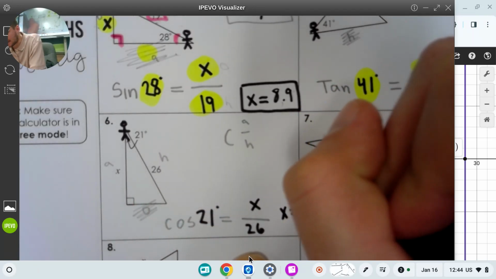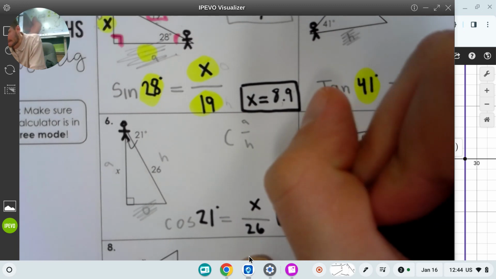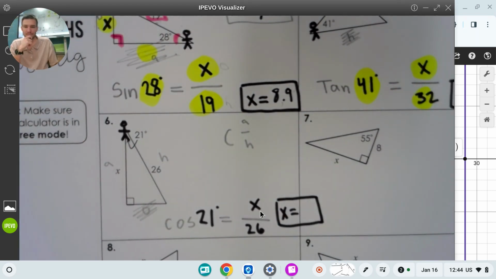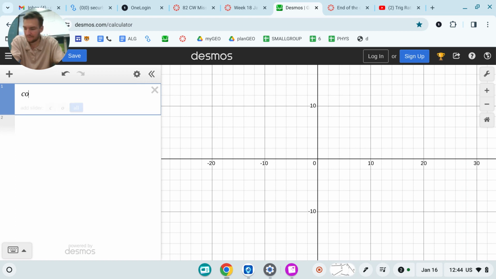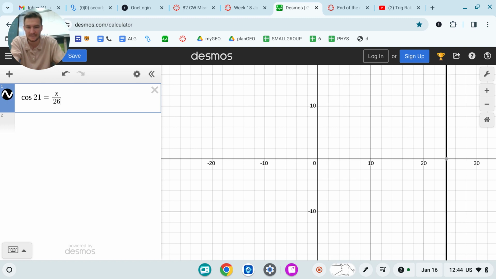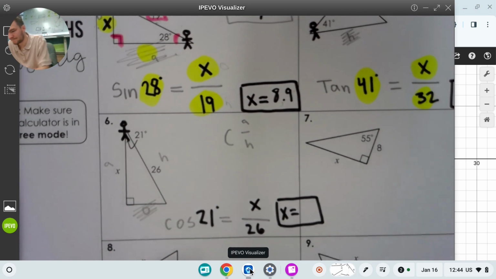And so final answer, cosine 21 equals fraction x on top of 26. I heard 24 point something. 21 equals fraction x over 26. And yeah, 24 looks like it's right for me. 24.3, because the 2 is going to go up to a 3 because of that 7. 24.3. All right.